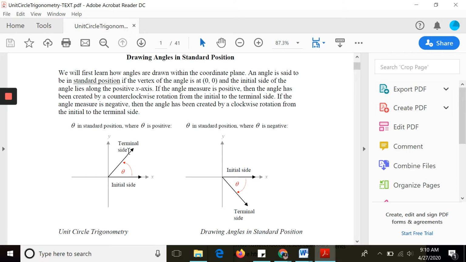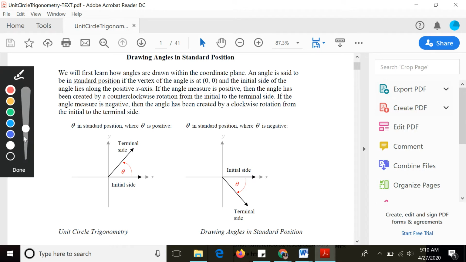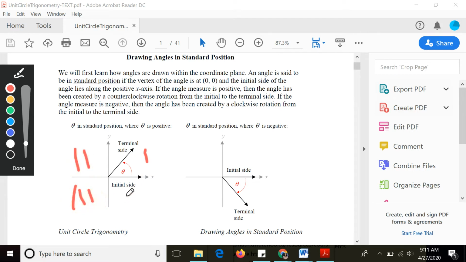This is called the initial side, this is the terminal side, and then theta. The direction is anti-clockwise or counterclockwise, which means this theta will be positive. Whereas if the initial side is here and the terminal side is in the fourth quadrant, as you know, this is x and y. This is the first quadrant, then the second quadrant, this is the third quadrant, and this is the fourth quadrant.